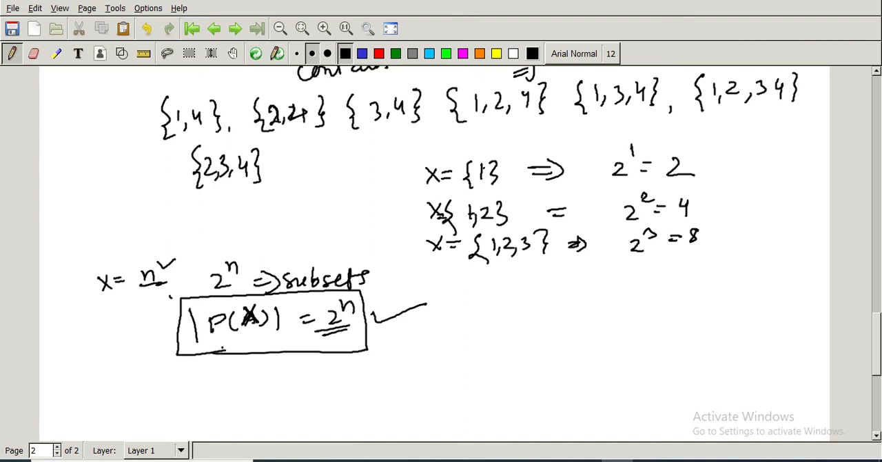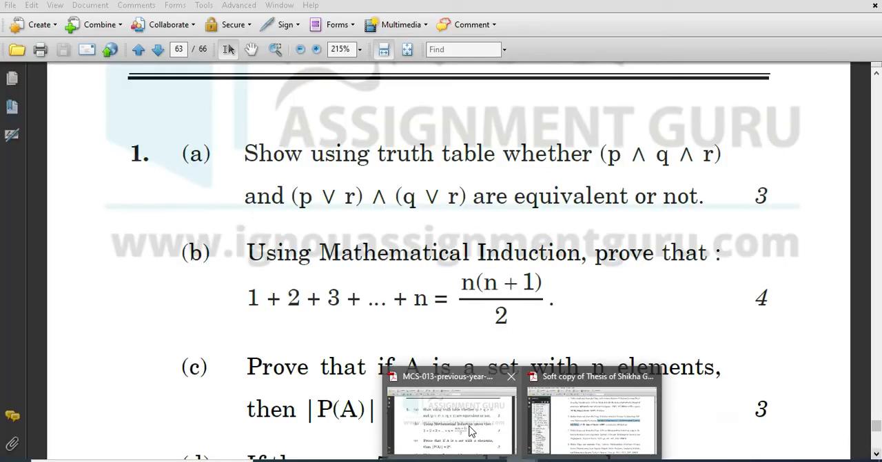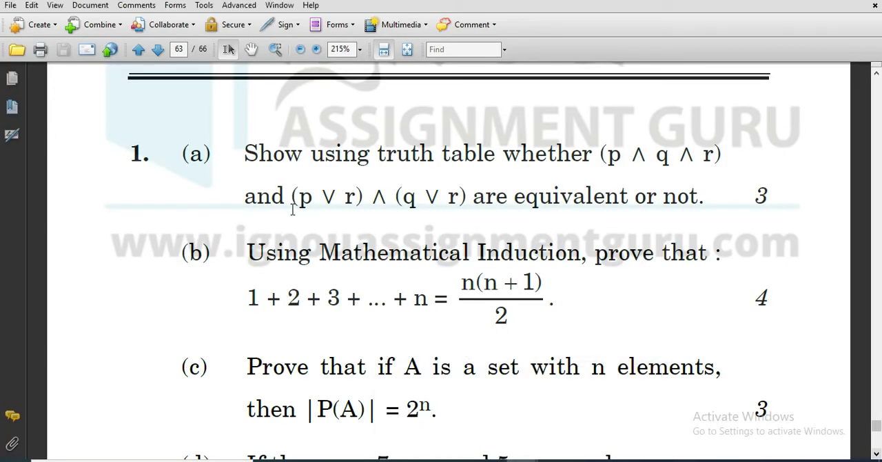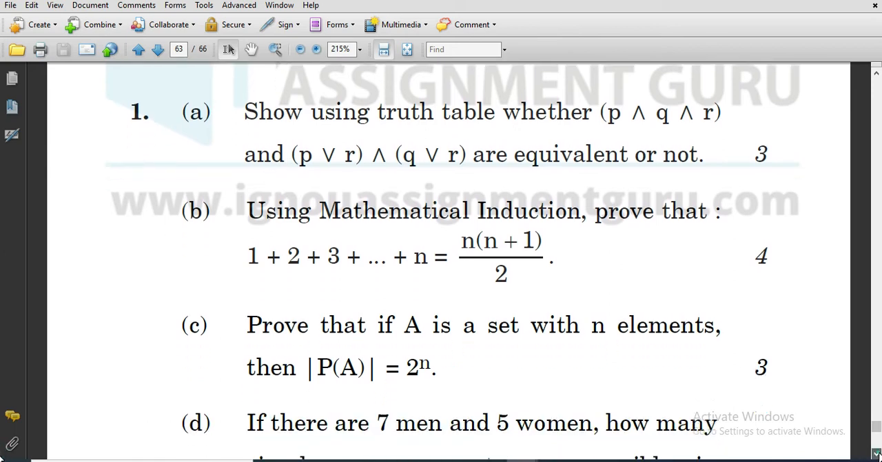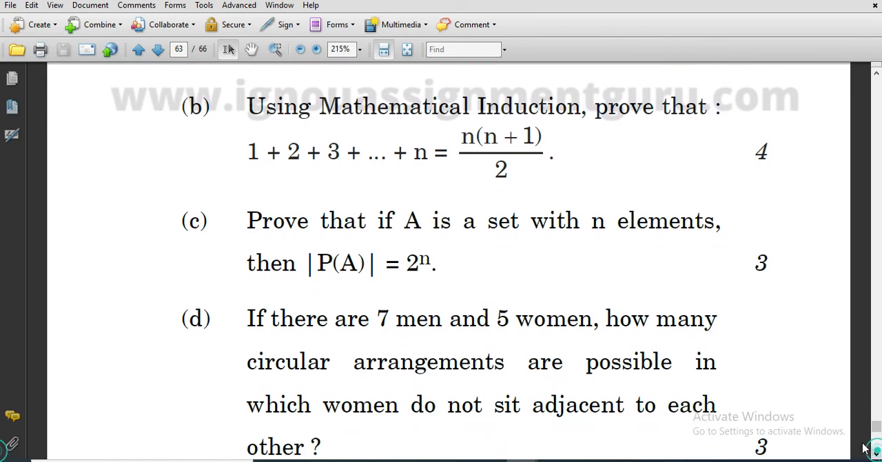Now we'll move to the next question. The question is that we have a mixed arrangement. If there are 7 men and 5 women, how many circular arrangements are possible in which women do not sit adjacent to each other?